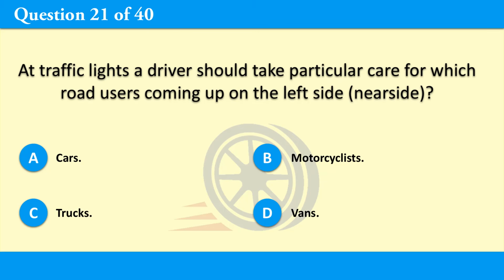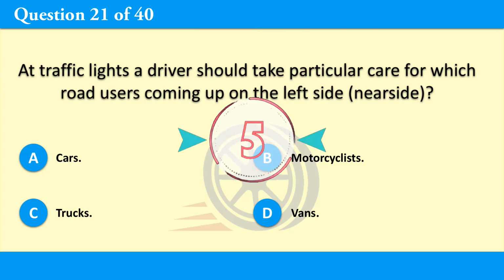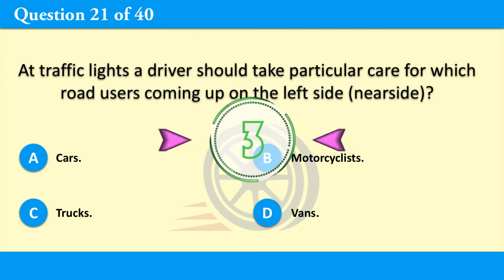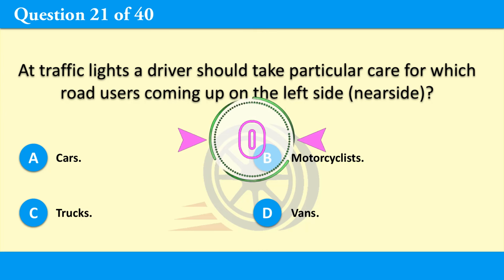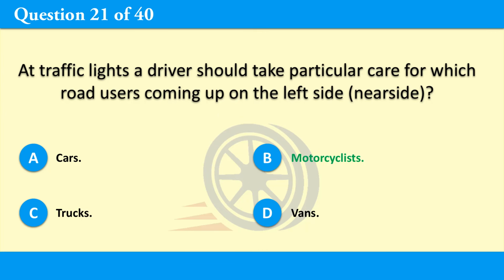At traffic lights, a driver should take particular care for which road users coming up on the left side, near side? A. Cars. B. Motorcyclists. C. Trucks. D. Vans. Correct answer, B. Motorcyclists. Explanation: before moving off at traffic lights, you should be aware of motorcyclists unexpectedly coming up on the left-hand side, near side.